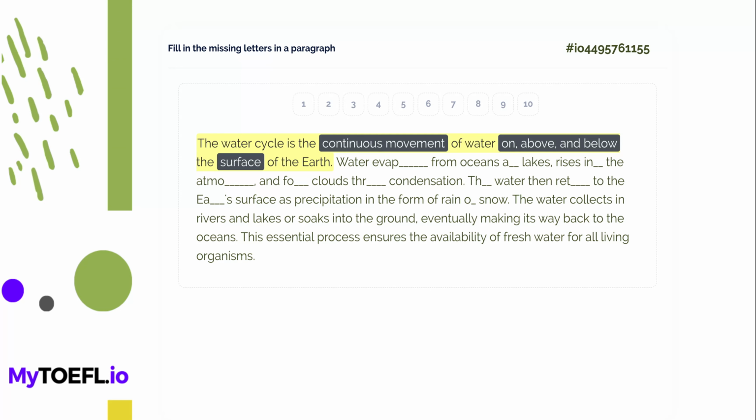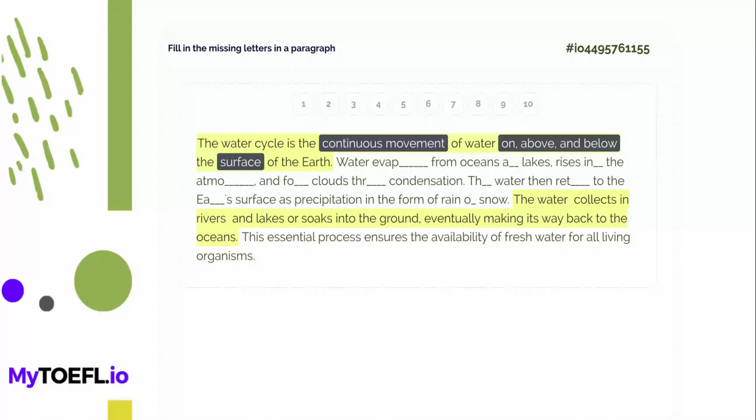We now move on to the fourth sentence. Let's jump ahead to the fourth sentence, which describes the later stages of this cycle. The water collects in rivers and lakes or soaks into the ground, eventually making its way back to the oceans. Here, we see the result of precipitation.